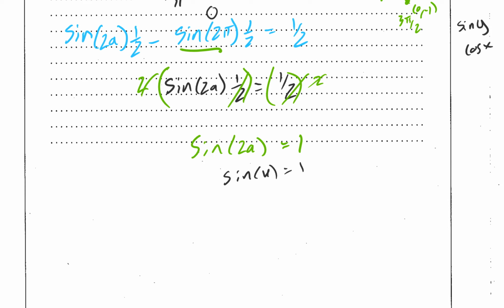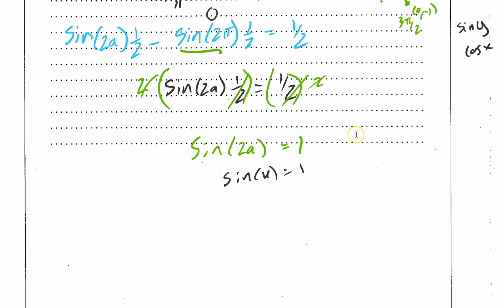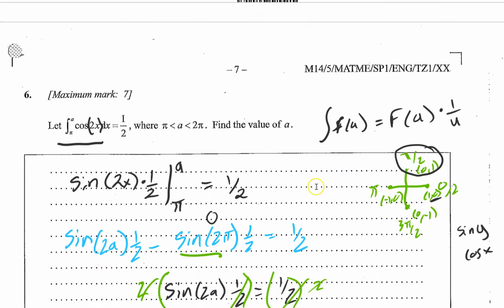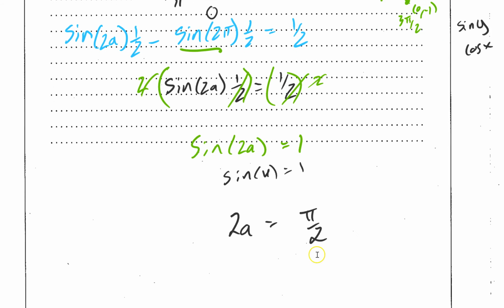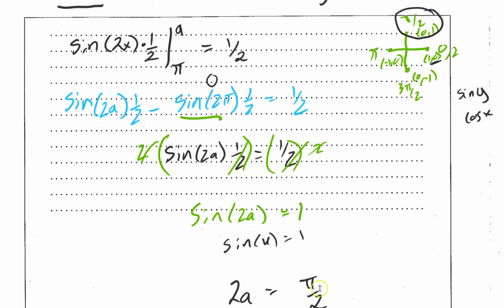That's another unit circle question, like we drew up here. Where does sine equal 1? If you look at all your values here, sine equals 1 at pi over 2. That's where the y value equals 1. So we have 2a equals pi over 2. Now there's one issue with this. That's great if you're just solving for one answer. But if you look at my domain, my a has to be between pi and 2 pi. This is going to be less than 2 pi.